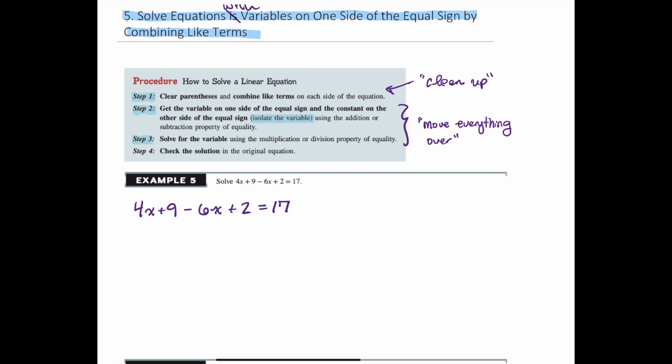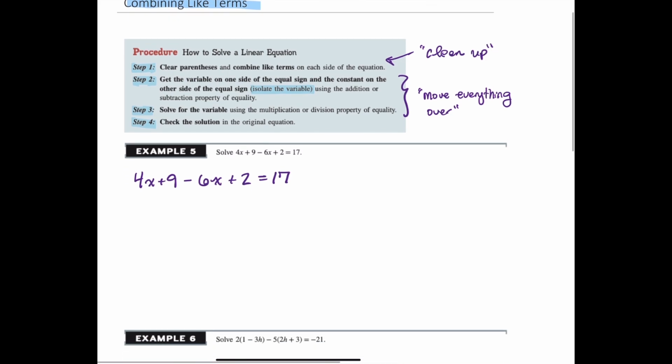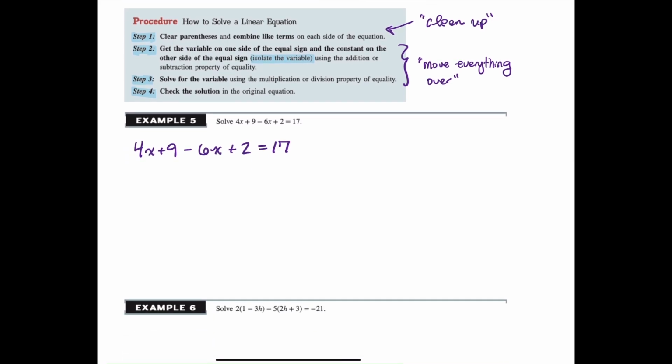That's what I mean. And then step 4, they like to say to check the solution. It's always good to check. All right, so let's see an example. So we have 4x plus 9 minus 6x plus 2 equals 17.